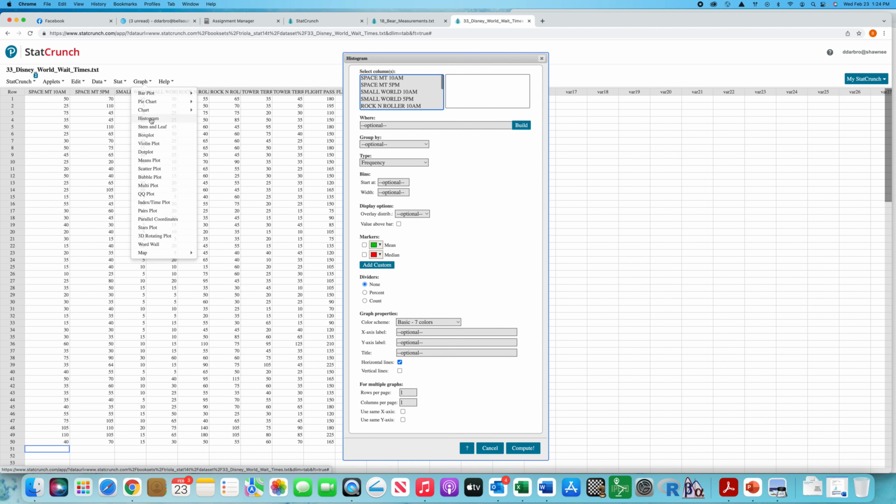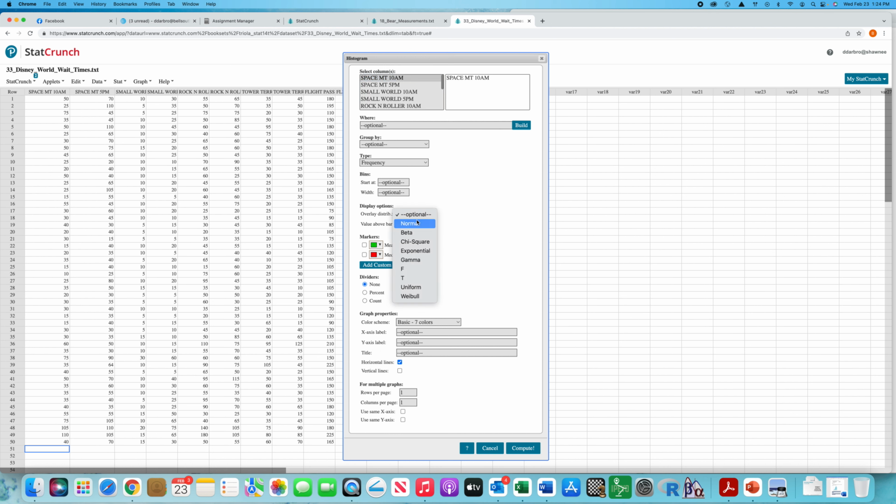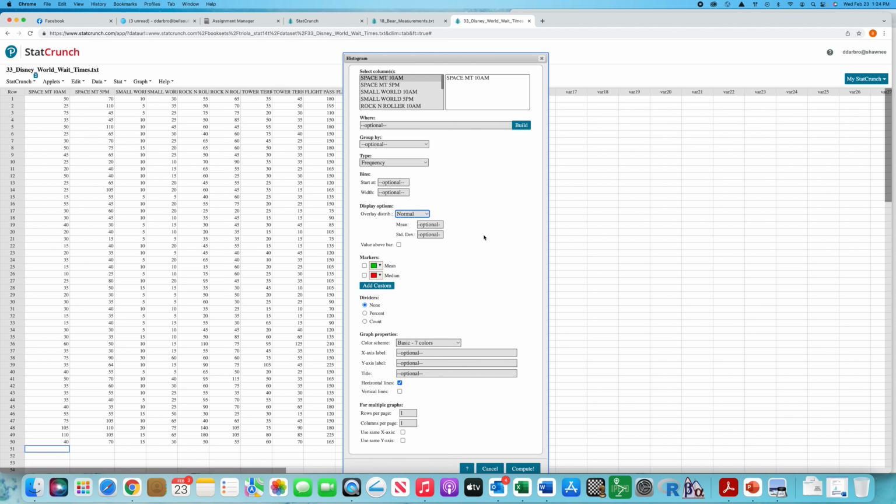One thing we can do is, let's say we take Space Mountain and we are doing a histogram and we want to overlay a normal distribution. So we can look at our histogram of Space Mountain wait times. We can overlay what it would look like if we had a normal distribution and make comparisons. And I'm going to add in the markers on this one just to make a point.